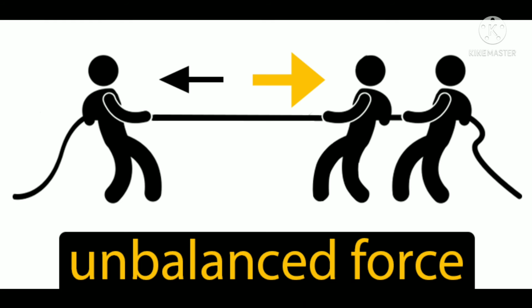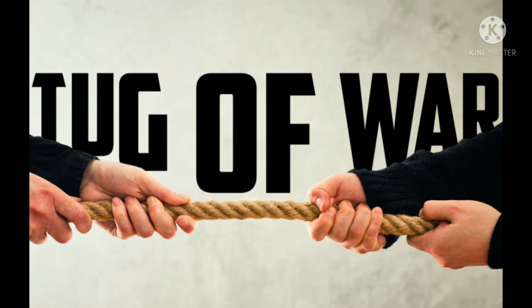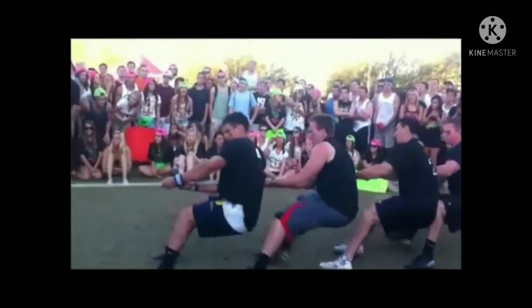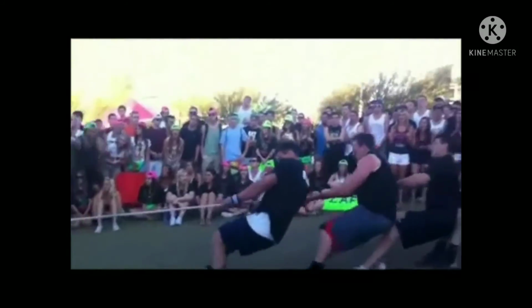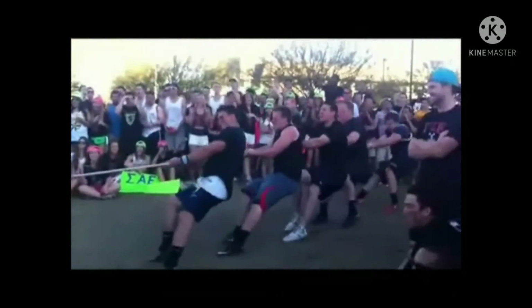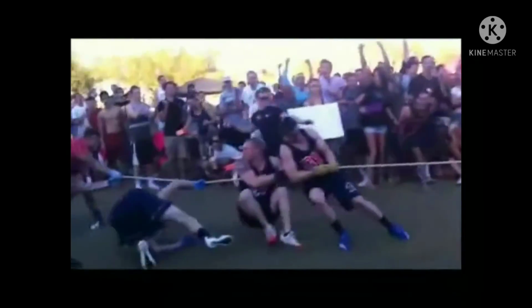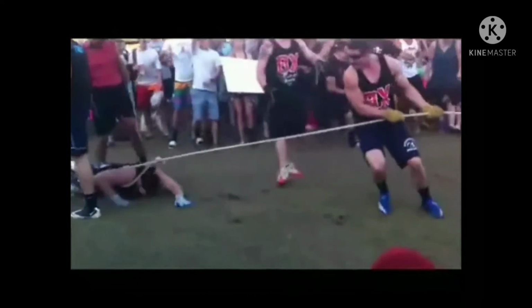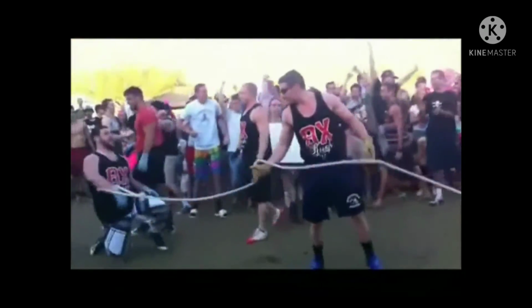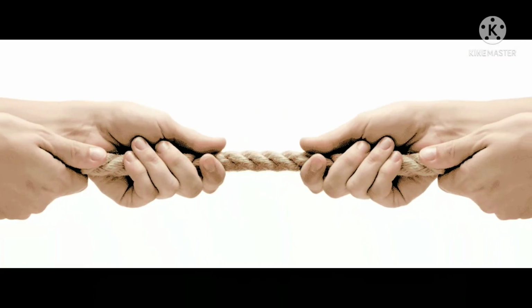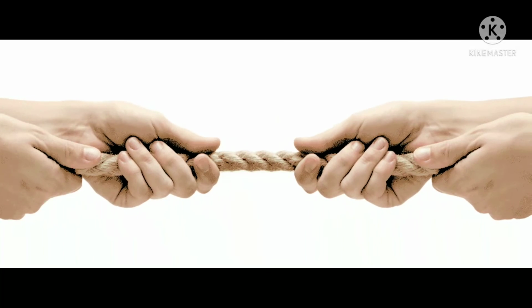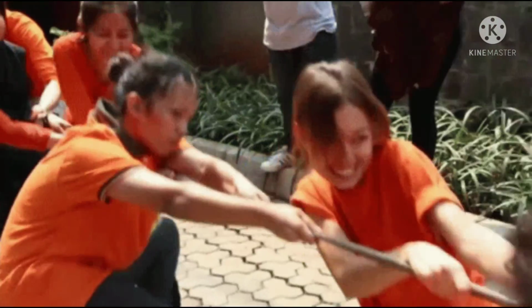Let us discuss unbalanced force. Have you ever seen a game of tug of war? In this game, two teams pull the rope in opposite directions. Members of both the teams try to pull the rope in their own direction. Sometimes the rope simply does not move. This is when both the teams pull the rope in their own direction with equal force.